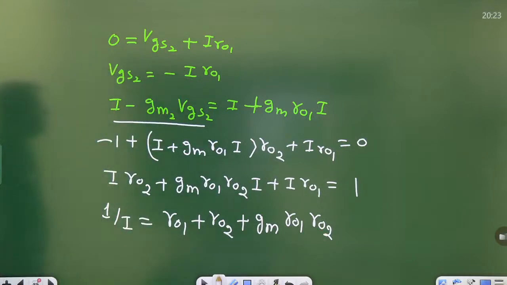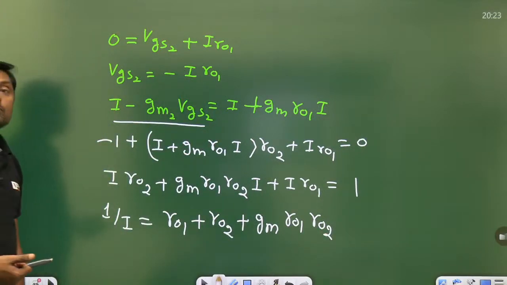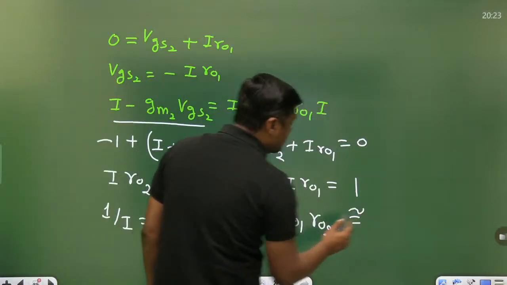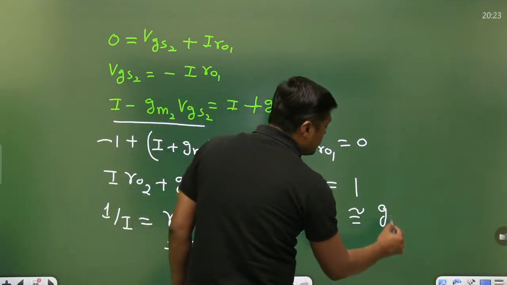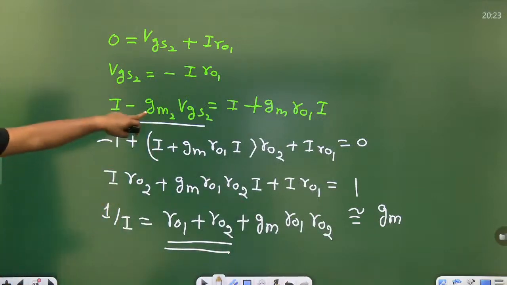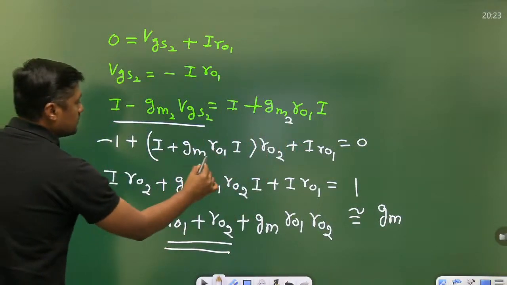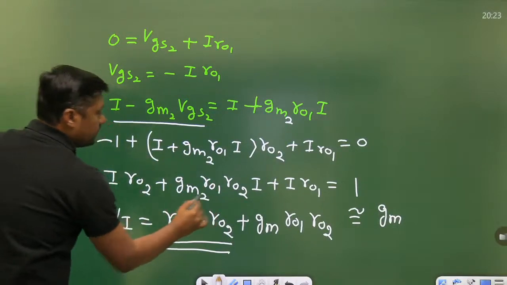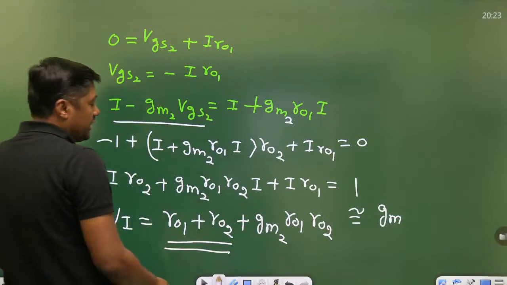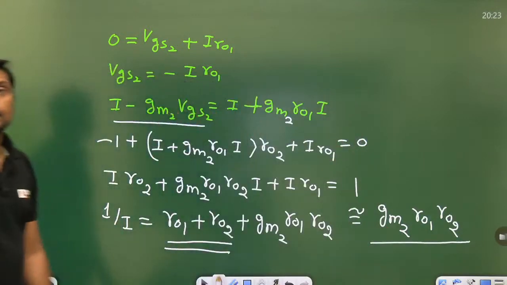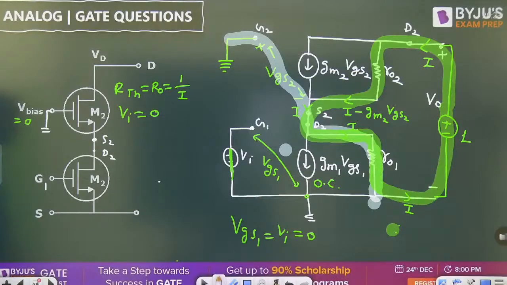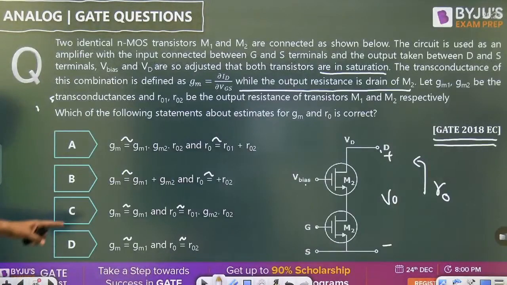R02. Right? And its approximated value is 1. So what is the approximated value? Because the GM is the transconductance and R0 is a high value, that's why we can neglect this. It will become nearly equal to GM. And which GM? GM2. Remember that. GM2, because GM1 is already 0. R02, that is the answer. This is the output resistance. So GM is nearly equal to GM1 and R0 is nearly R01, GM2 into R02. That's why C is the correct answer.